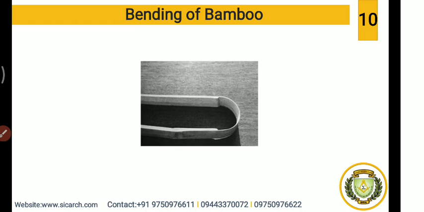Next is bending. Wherever we want to bend the bamboo, a small portion of the bamboo can be cut and it can be bent.